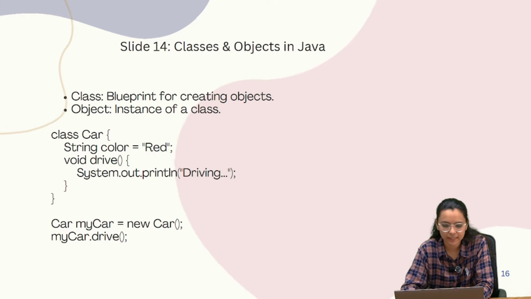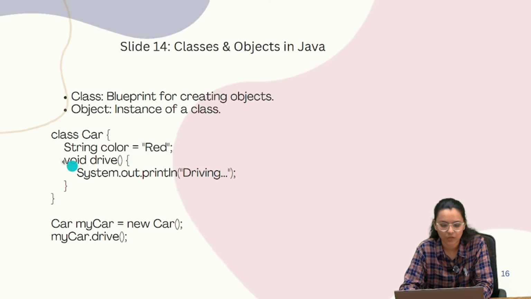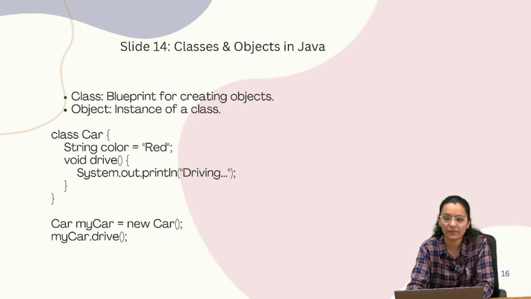So see here the example is class car. In brackets, we have given the data type String, color is a variable and the value is red. Void drive is the method, and here we write System.out.println. In brackets we have written "driving". After that we have given a semicolon to terminate this statement. So line by line I will explain.